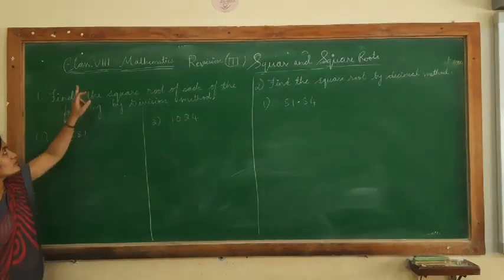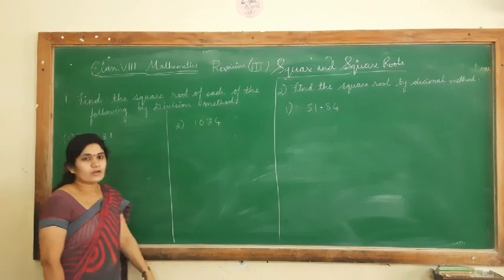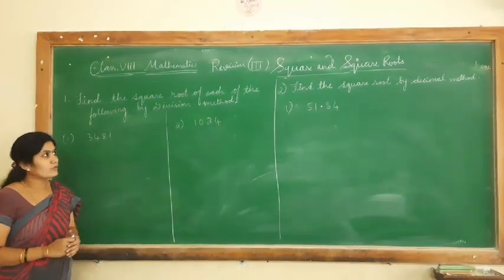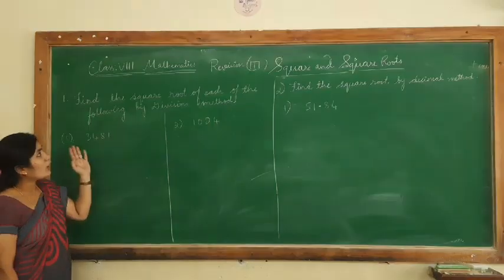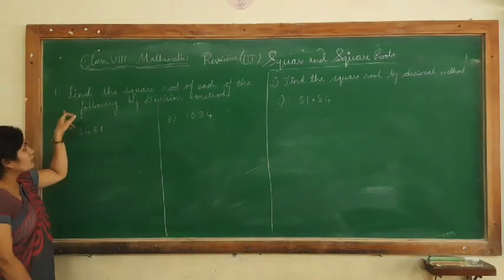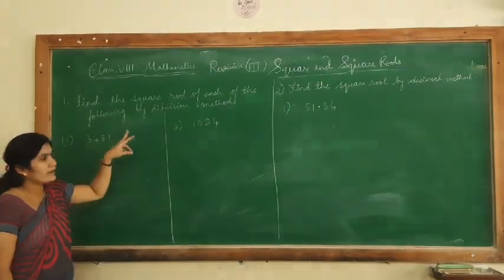Today we are going to start class 8 mathematics revision part 3, square and square roots. Already in our two videos we have learned about squares and square roots. Now today we are going to learn how to take out the square root by the division method. So the first one is: find the square root of each of the following by division method.